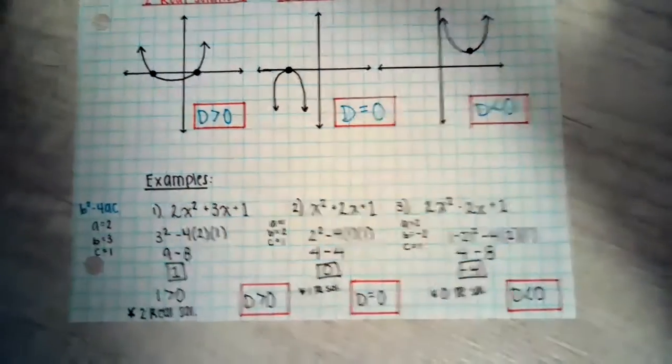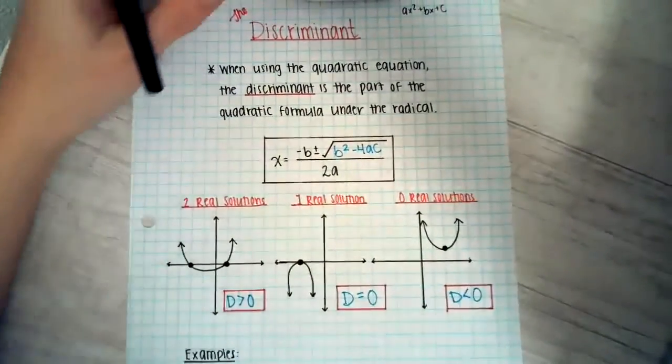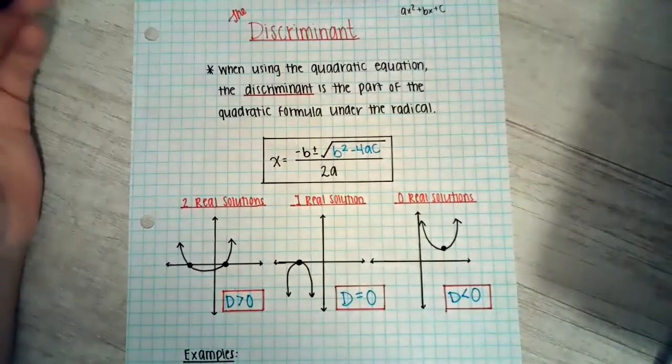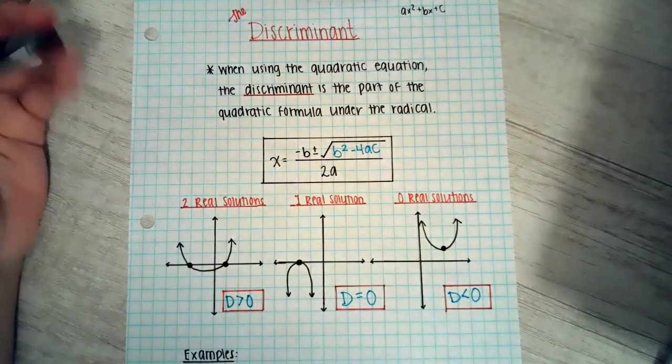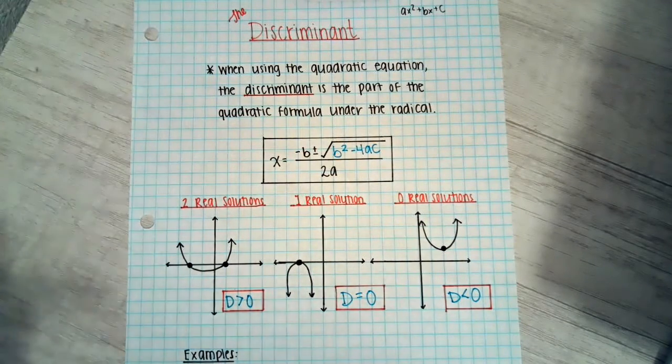And that's it. The discriminant really just helps us see how many solutions we have. It's also a really great way to quickly check what my answers are going to be. We're going to use it more in the future, but these are the basics of what the discriminant is.